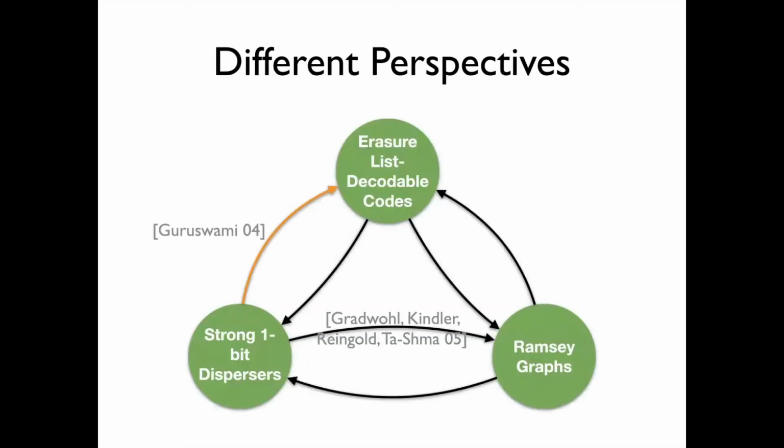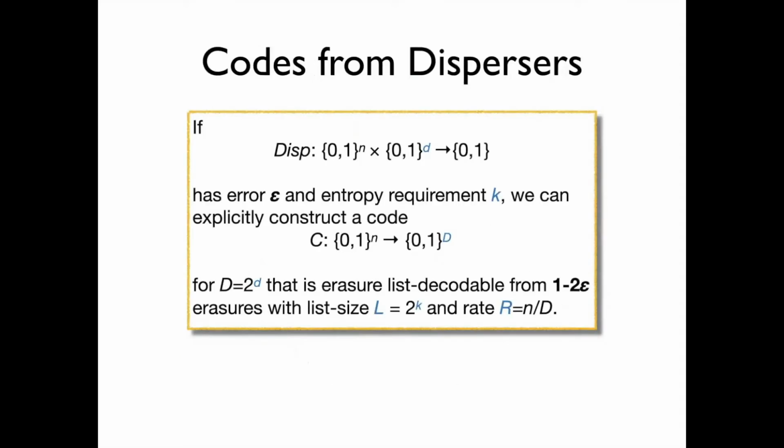And now let's see how strong one-bit dispersers indeed give us what we want: erasure list decodable codes. The statement is as follows. If we have a disperser with error epsilon and entropy requirement K, we can explicitly construct a code mapping messages of length n to codewords of length capital D, which is 2^D, that is erasure list decodable from 1 minus 2 epsilon erasures, with list size L, which is 2^K, and rate, which is n over D.